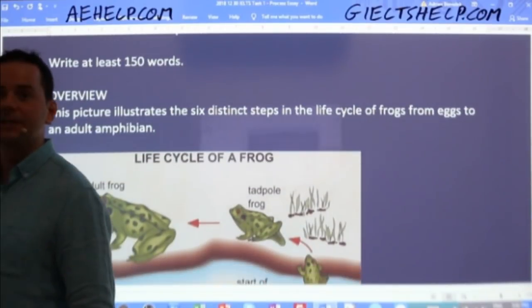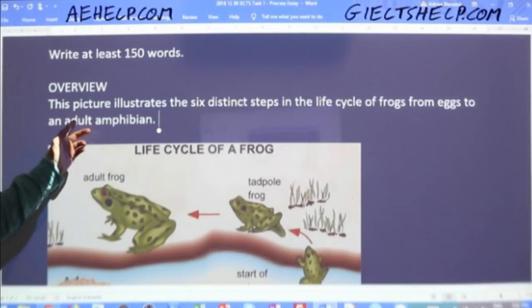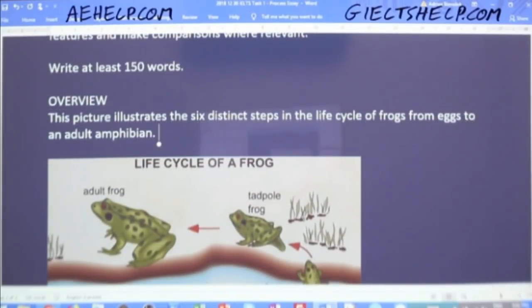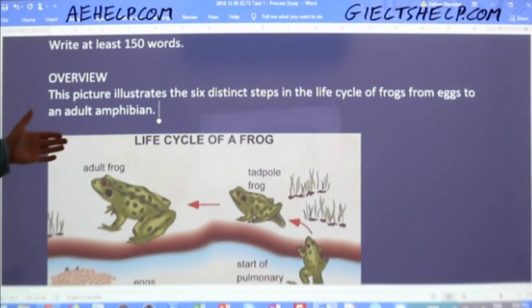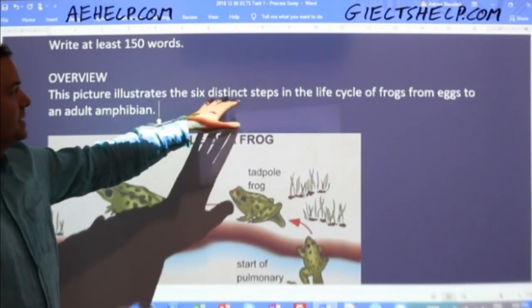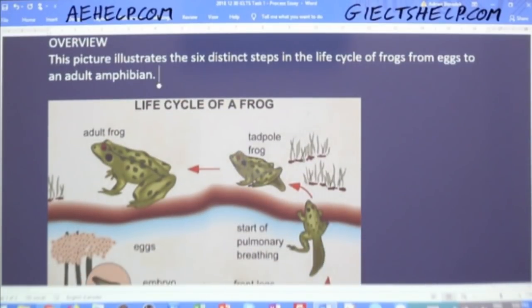All right, let's see what you've put up there. This is what I put up there. This picture, so instead of diagram, I said picture. It's the same. Instead of shows, I used the word illustrates. So this picture illustrates the 6 distinct steps in the life cycle of frogs from eggs to an adult amphibian.